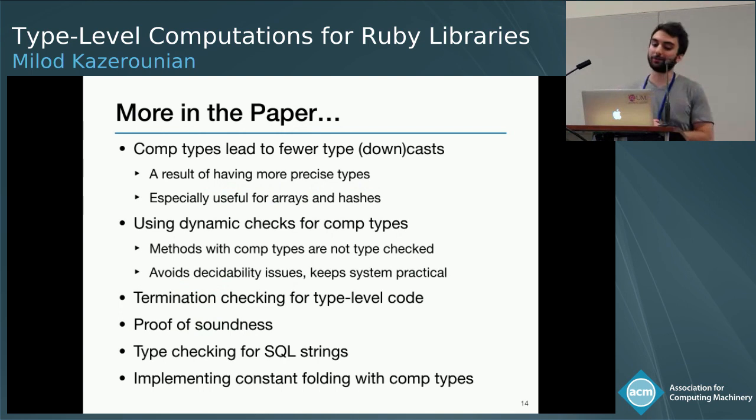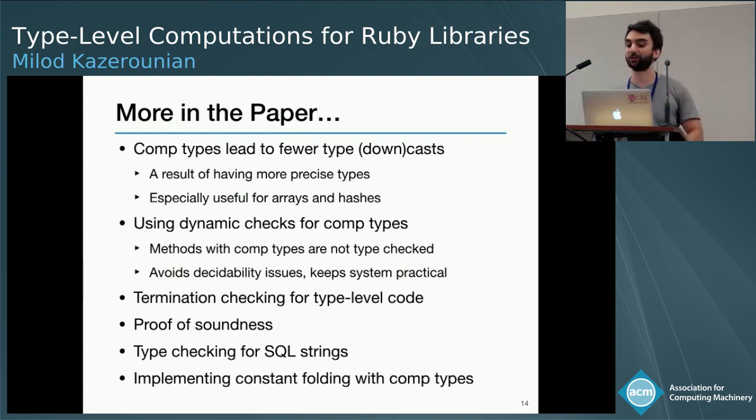All right, now there's a whole lot more detail in the paper that we didn't have time to get to here. So we discuss how CompTypes lead to fewer manually inserted typecasts. And in particular, we found we needed fewer downcasts for operations over arrays and hashes. We discuss how we use dynamic checks to enforce the correctness of CompTypes. So one thing I didn't mention is that methods which themselves have CompTypes, we don't actually type check. We instead focus CompTypes on library methods which go unchecked. And this decision avoids issues of decidability, and it keeps our system practical for real Ruby programs.